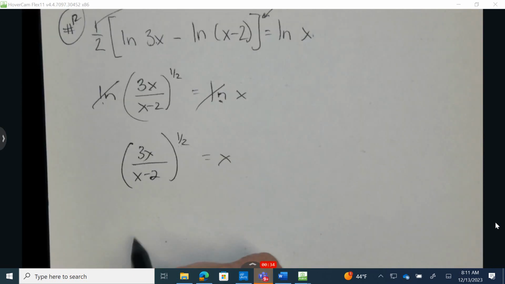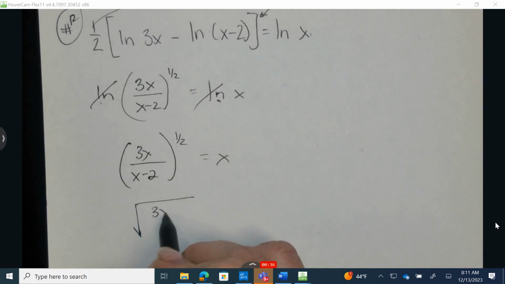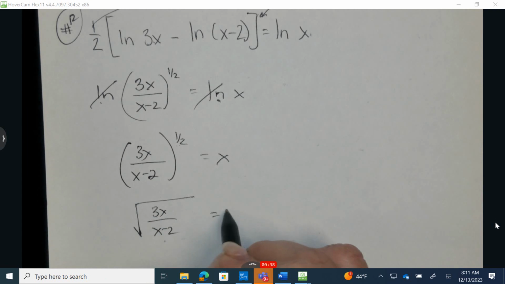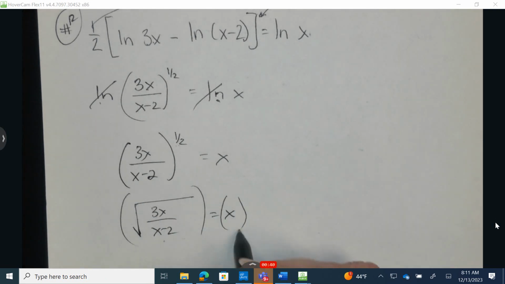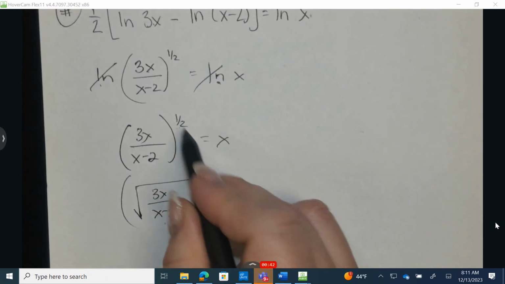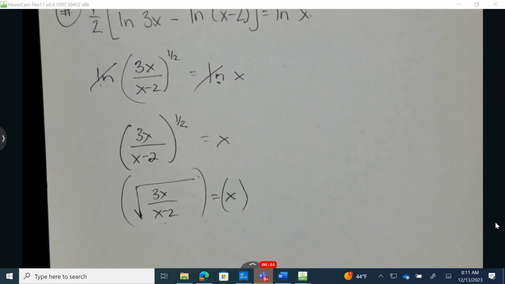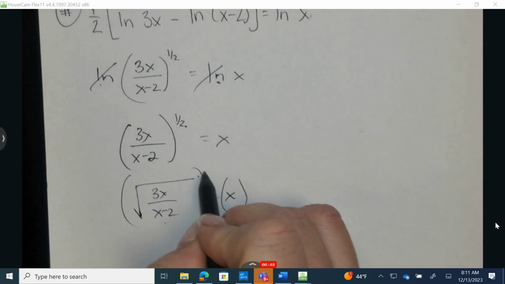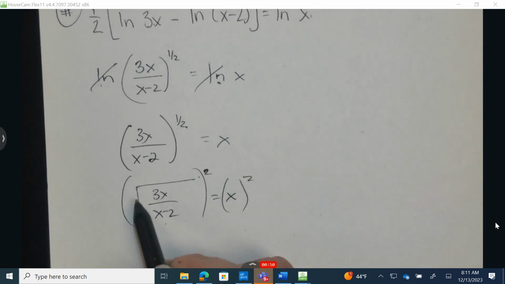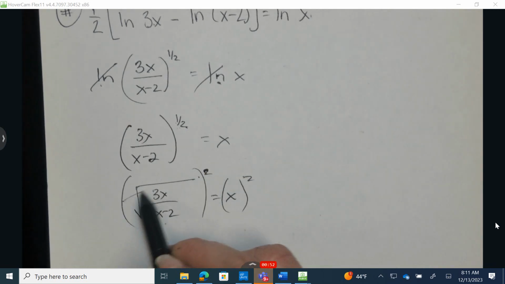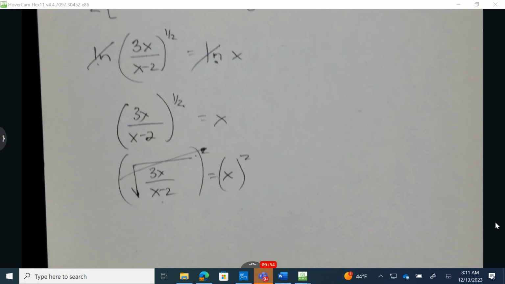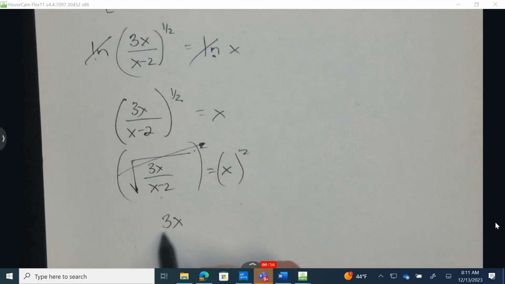Now another way to write this would be the square root of 3x over x minus 2 equals x. How do we remove the square root? Because square root and raised to the 1/2 power are the exact same thing. Okay, so I'm going to square both sides because I know that a square and a square root, we think of them as canceling out. Really, they're reduced down to a 1. I have 3x over x minus 2 equals x squared.